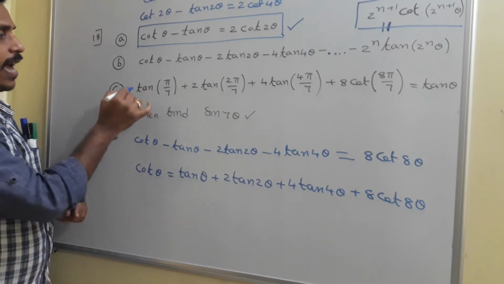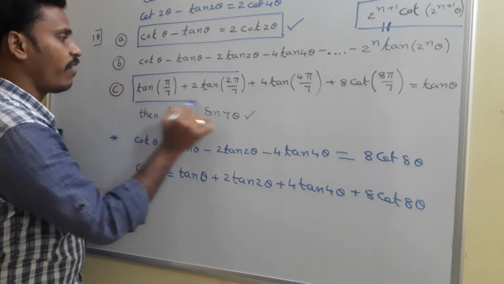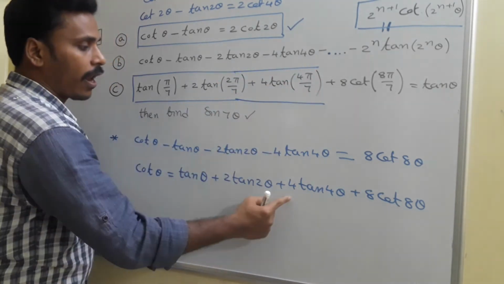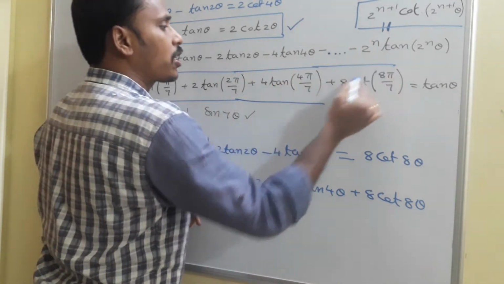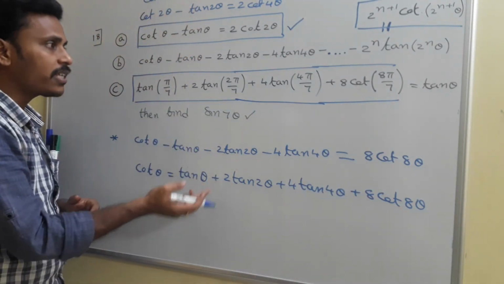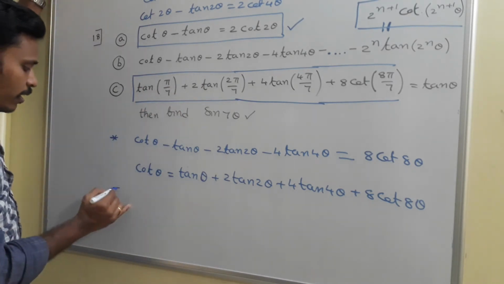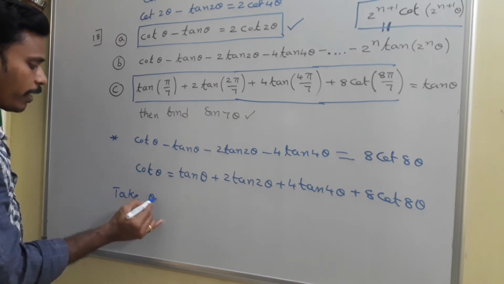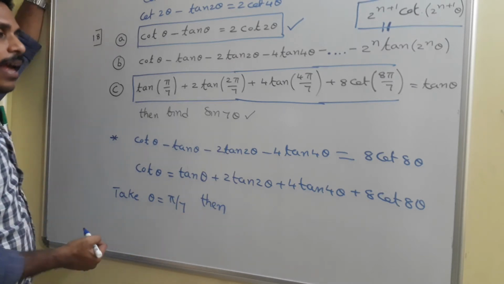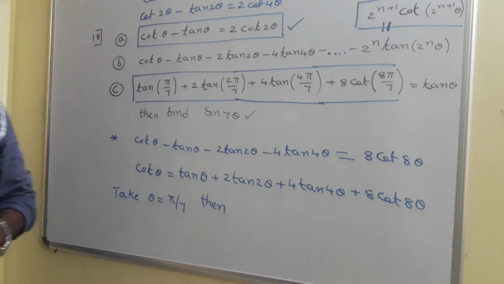We need tan(π/7), like tan θ; 2 tan(2π/7), like 2 tan 2θ; 4 tan(4π/7), like 4 tan 4θ; and 8 cot(8π/7), like 8 cot 8θ. So if θ is equal to π/7, there ends our task. So you need to take θ equal to π/7. If θ is equal to π/7, then what will happen? Can I rewrite it like this for you?